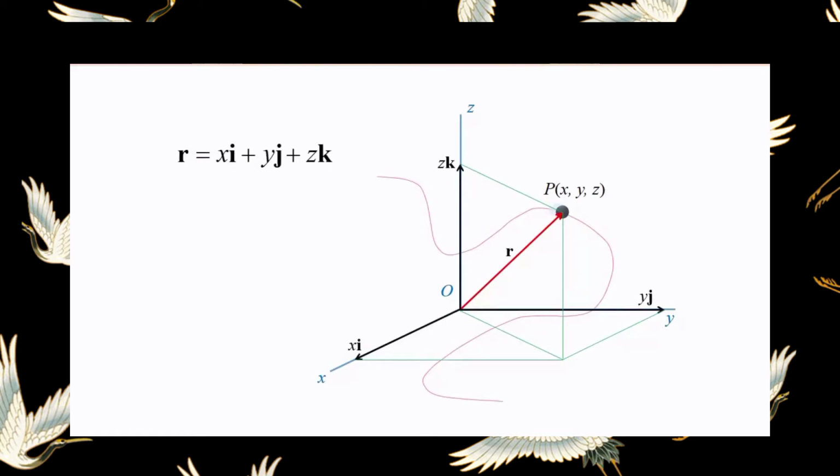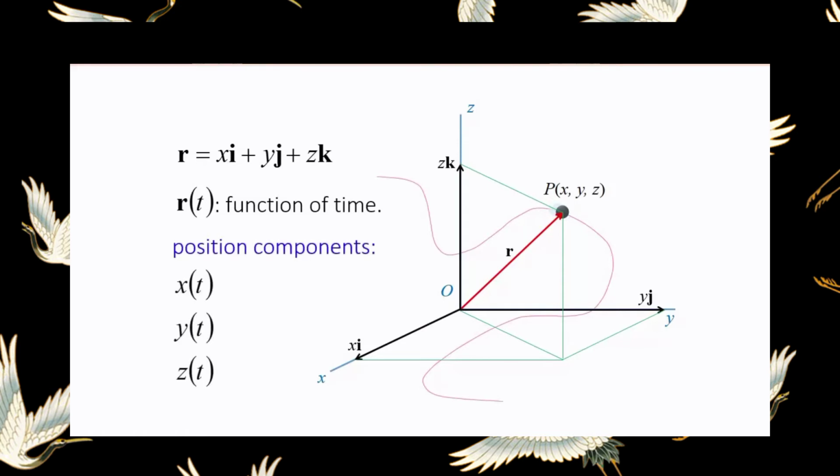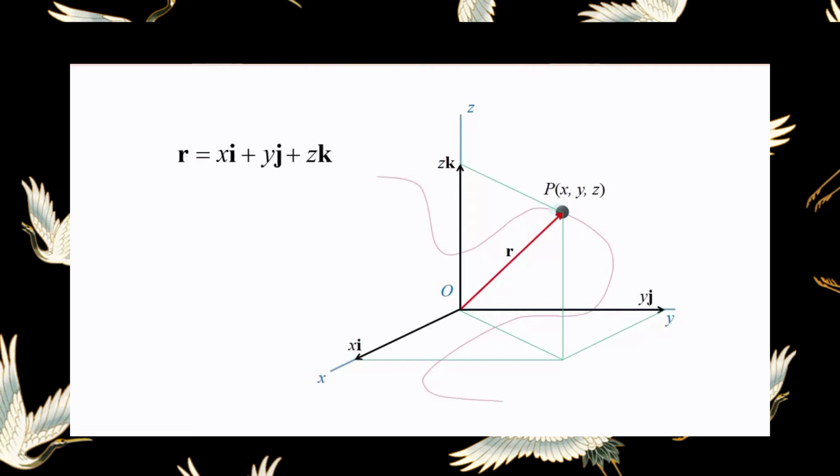And don't forget, the path represents a sequence of positions of the particle, and the position is a function of time. The x, y, and z components of the position vector r represent the positions along the x, y, z directions respectively, and they are all also functions of time. After some time delta t, the particle has moved to a new position P prime, which can be represented by a new position vector r prime. The change in position can be represented by this vector delta r, which equals the new position r prime minus the old position r.